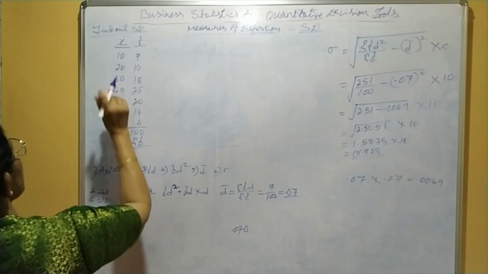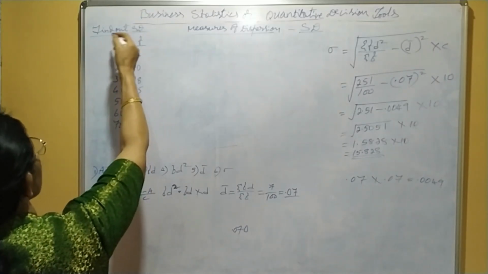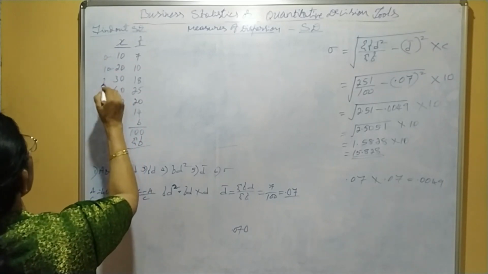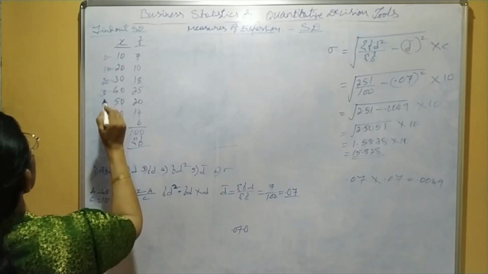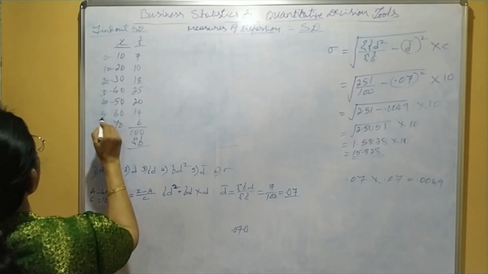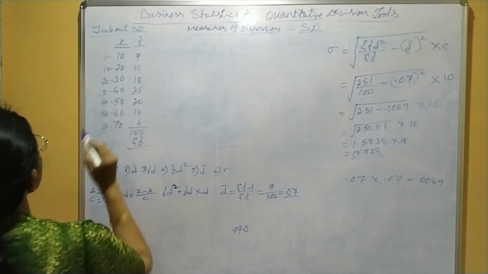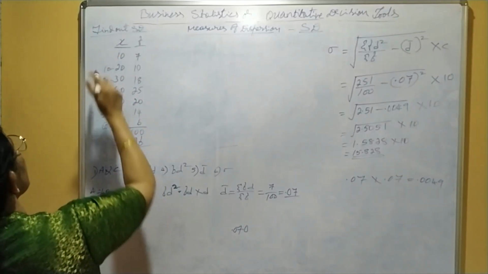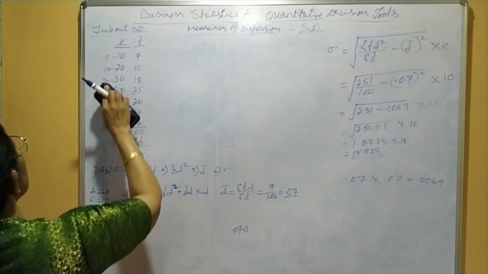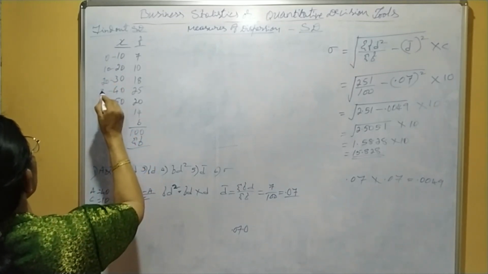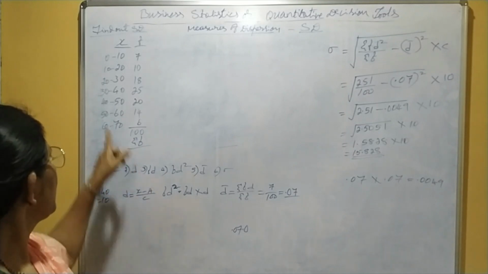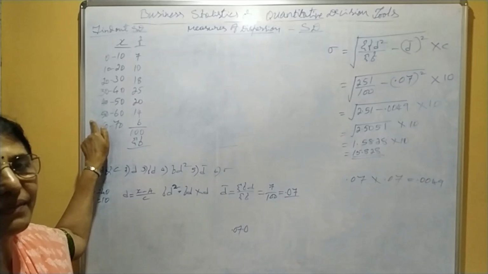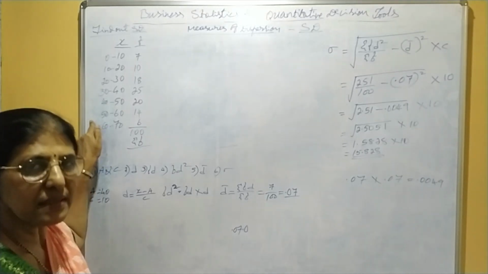Now, here the variables are given as 0 to 10, 10 to 20, 20 to 30, 30 to 40, 40 to 50, 50 to 60 and 60 to 70. If it was given like this, then what does that mean? Here variables are given in groups or classes, which means there is a class interval. That means both frequencies and class interval are given, so it is a continuous series.